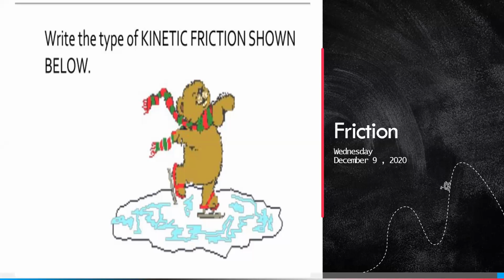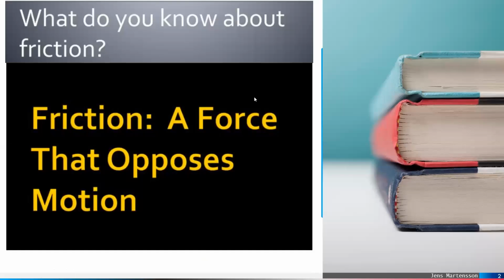After we talked about the friction, we will guess now which type of kinetic friction is shown below. Before we start, what do you know about the friction? A friction is a force that opposes motion. Is it right? Is it a force that opposes motion? Yeah.